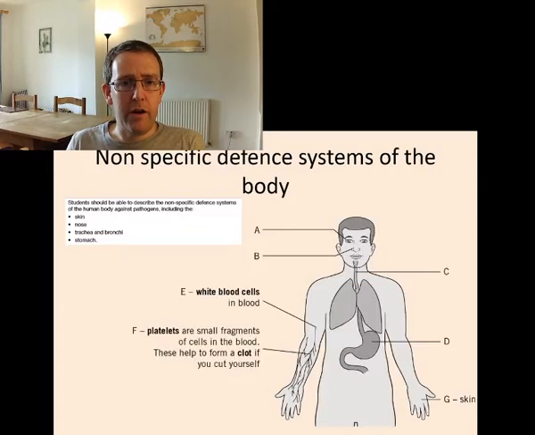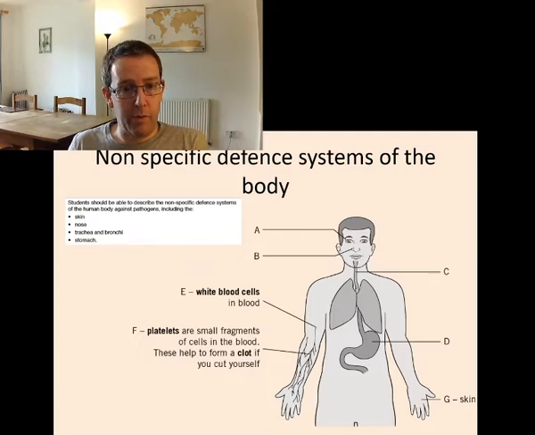Non-specific defence systems of the body are fairly self-explanatory. Essentially anything that keeps your insides in and your outsides out. On your syllabus you've got the skin, the nose, the trachea and bronchi, and the stomach. And having a diagram like that to hand to revise from is very useful.